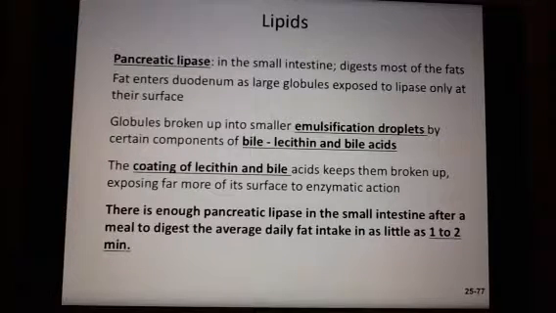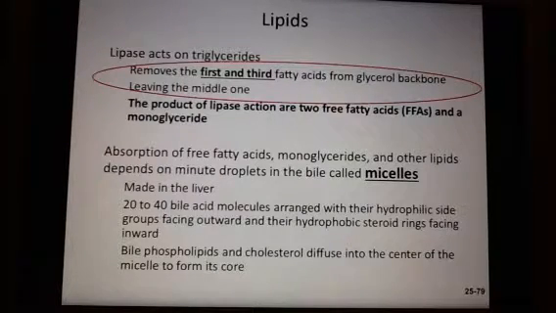So there's plenty of pancreatic lipase in the small intestines after a meal. It's able to digest the average daily fat intake in as little as 1 to 2 minutes. So plenty of lipase going around. A triglyceride has 3 fatty acids, hence the name tri. The lipase removes the first and third from the glycerol backbone, and it leaves the middle one. So what's left is a glycerol and 1 fatty acid. The product there is 2 free fatty acids and a monoglyceride, which is still a glycerol and 1 fatty acid joined together.